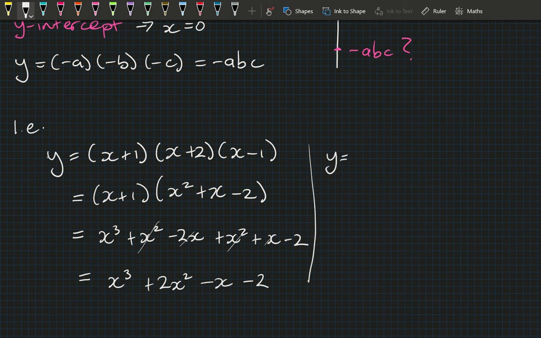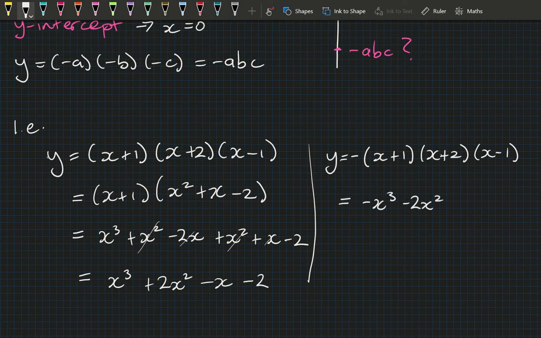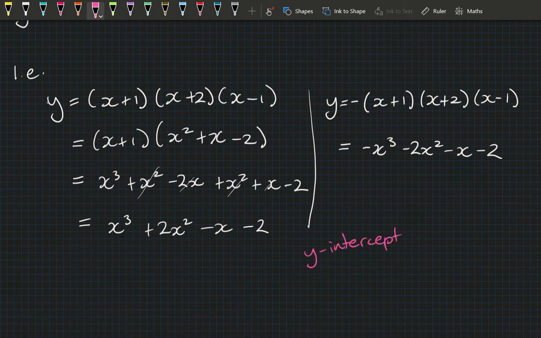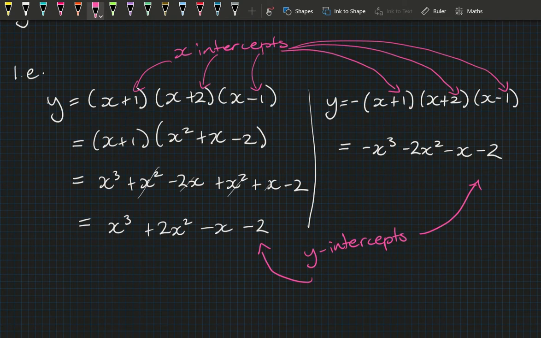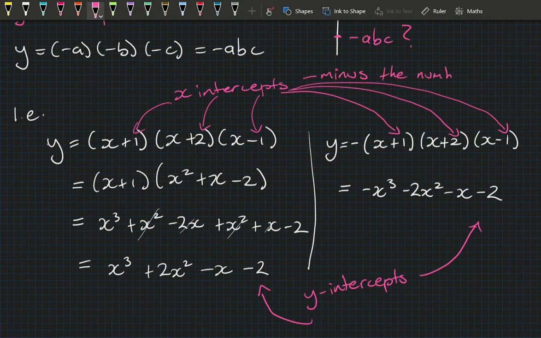So if I was to rewrite that polynomial in a negative version, then obviously when I expand it, it's going to be the same as the other one, except for negative. And obviously minus 2 and plus 2 here are y-intercepts, because that's what we get when x is 0, okay? All those other x terms disappear. And we can find our x-intercepts here, not forgetting that we take the negative version of that, i.e. it would be minus 1, minus 2, and plus 1.